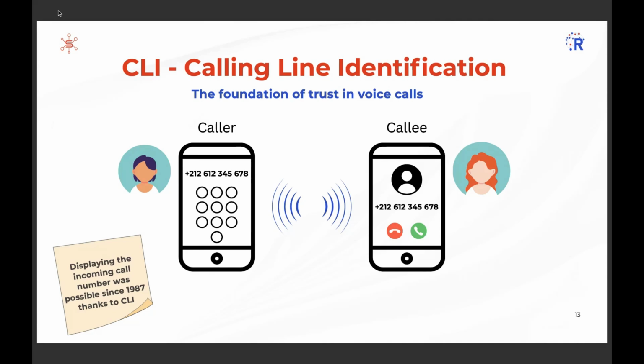But what if that caller ID isn't telling the truth? What if someone pretends to be calling from a different number? That's when we enter the world of CLI spoofing. And that's exactly what we are going to explore next.